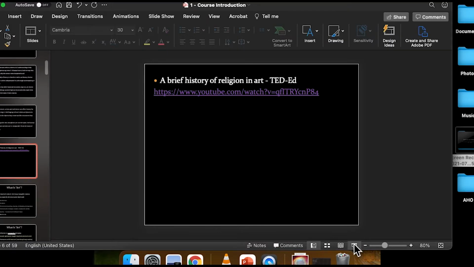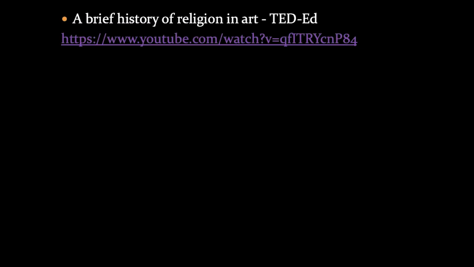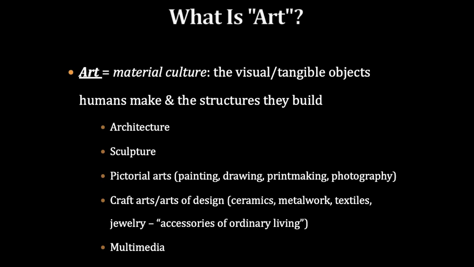Okay. For the next part of this, we're breaking this down a little bit more. At the most base level, if we have to define art, this is really the most generic way to do it because this is always changing. So art is material culture, which means visual or tangible objects that humans make and the structures that they build.